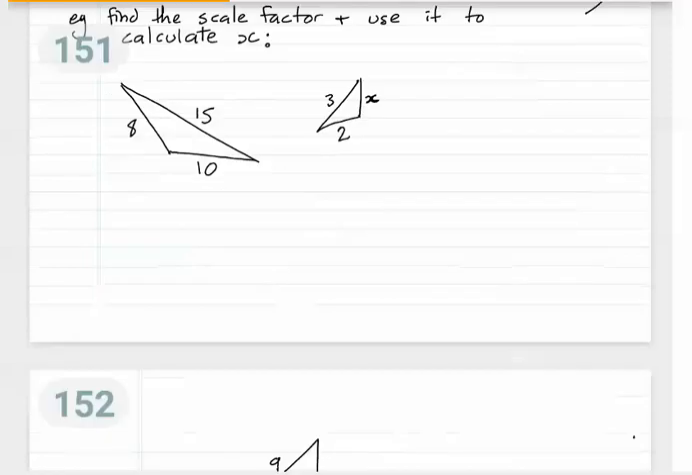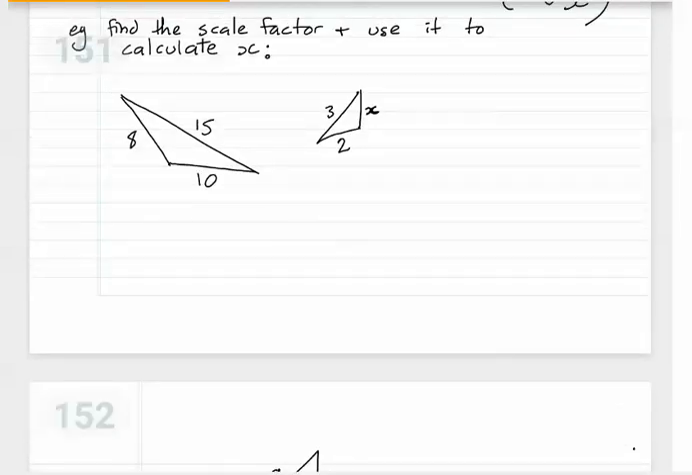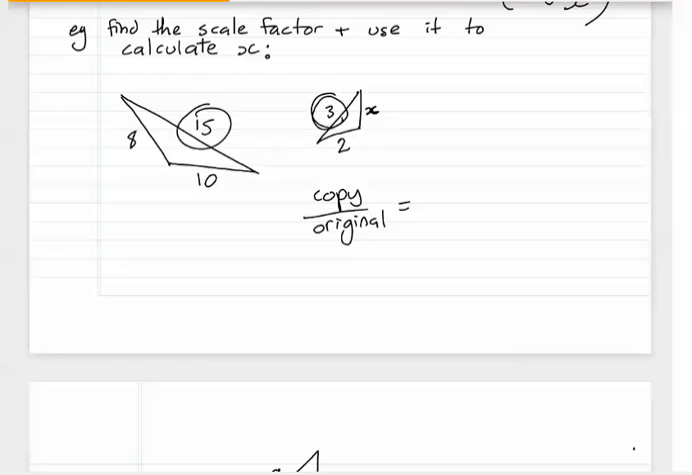So for example, find the scale factor in these triangles and use it to calculate x. Scale factor is copy over original. Pick a pair of sides. Let's do long side and long side. Be careful not to get mixed up with which side matches which. The copy is the smaller triangle, so it's 3 over 15.